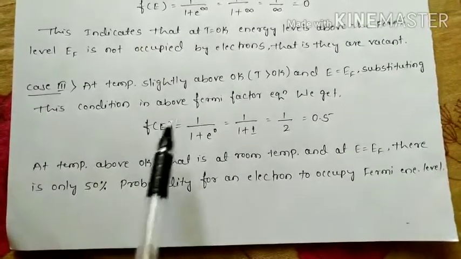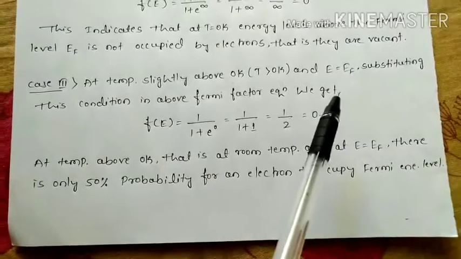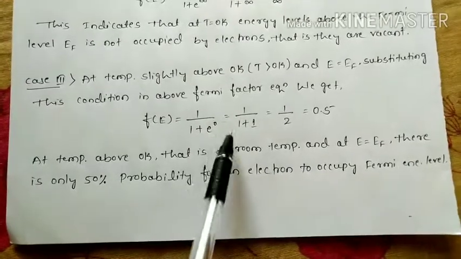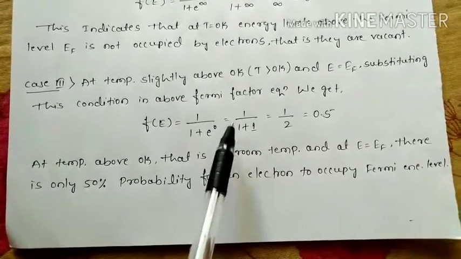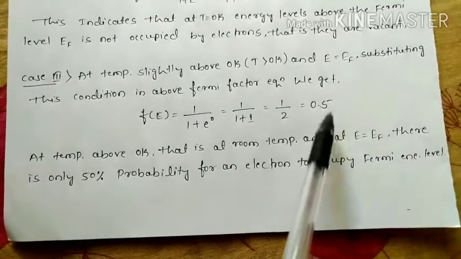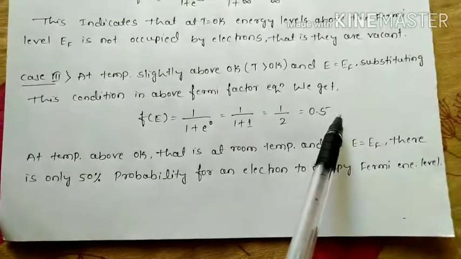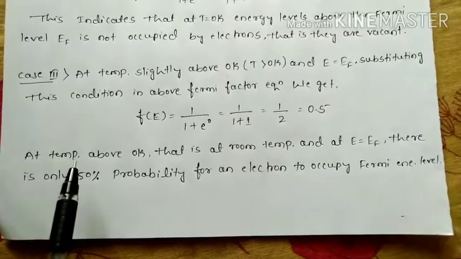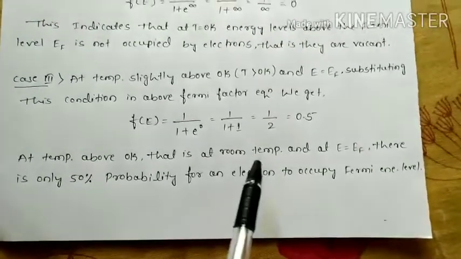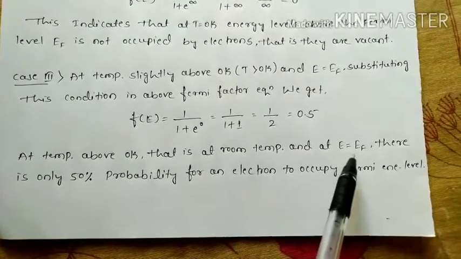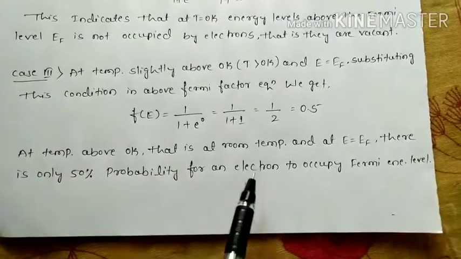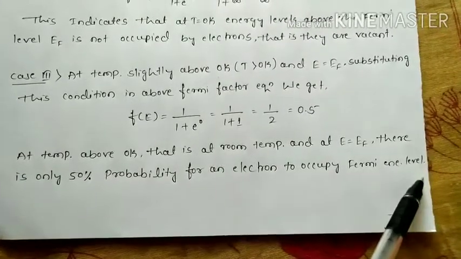So substituting this condition in the above Fermi factor equation, we get f of E equals 1 divided by 1 plus e to the power 0. This is equal to 1 divided by 1 plus 1, or 1 divided by 2, which equals 0.5. So what does it mean? It means that at a temperature above 0 Kelvin, that is at room temperature, and at an energy level equal to the Fermi energy, there is only 50% probability for an electron to occupy the Fermi energy level.